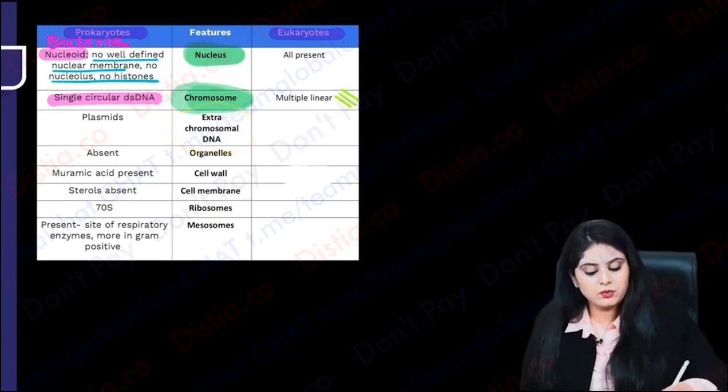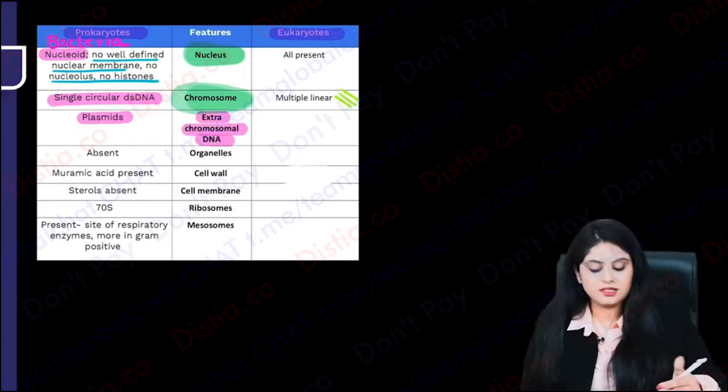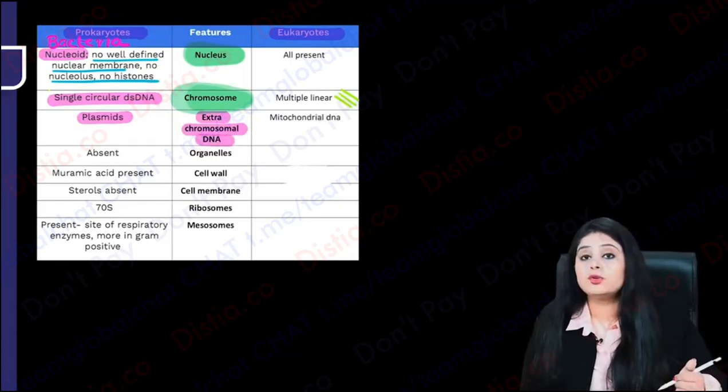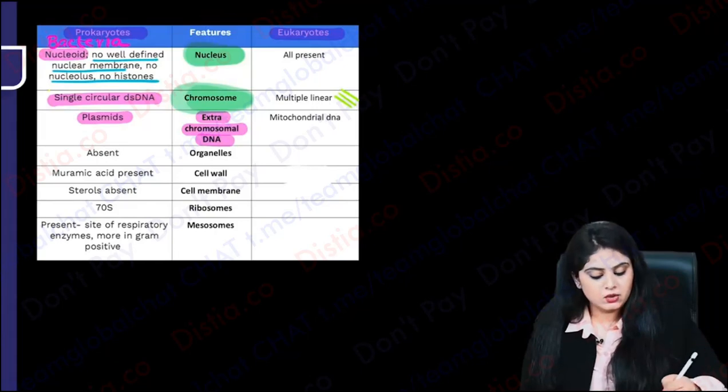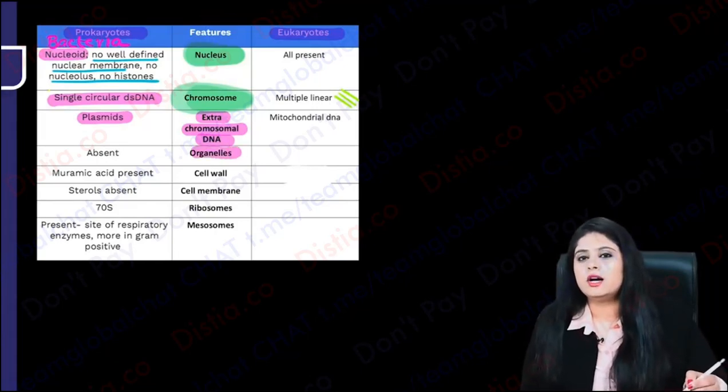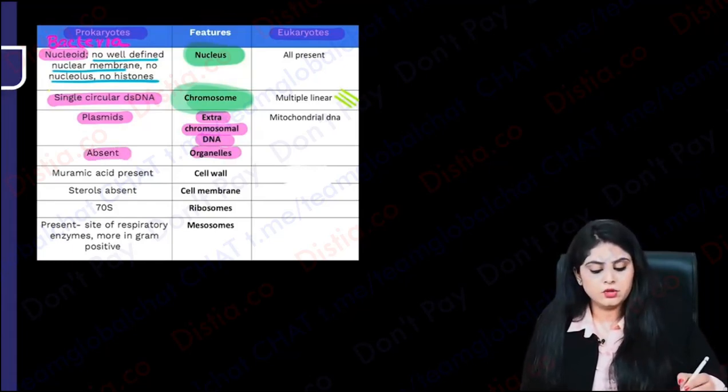Does the bacteria show you plasmids? Yes, bacteria show some extra chromosomal DNA, also known as plasmids, whereas the eukaryotes show you mitochondrial DNA. The extra DNA is mitochondrial, like we also have it. Did you see any organelles? Did I show you over here any mitochondria or endoplasmic reticulum? No ma'am, you did not show me any of it.